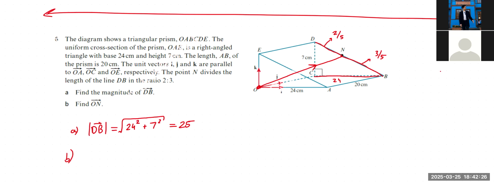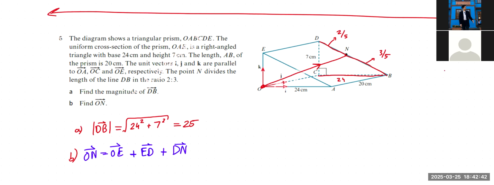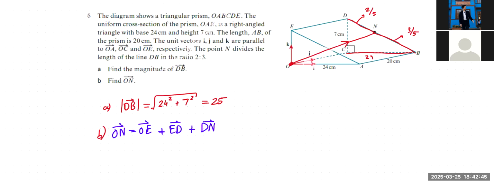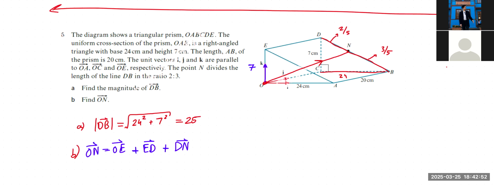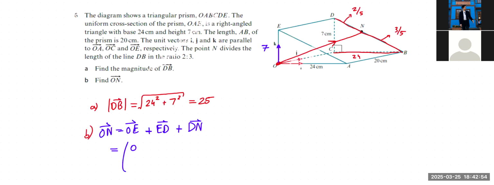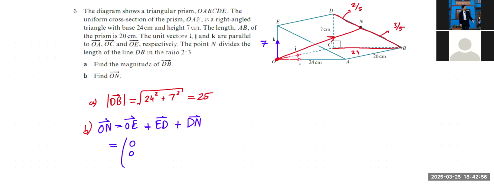So let's figure out some things along the way first. First of all, I can maybe use this path, OE. So I'm going to write it down. ON is, I can go OE first, and then ED, and then just DN, right? So this would work. So what is OE? Let's think about it. OE has a length of 7, and it's purely in the direction of K, right? So that means OE is 0 in the I direction, 0 in the J direction, 7 in the K direction. You see what I did there?